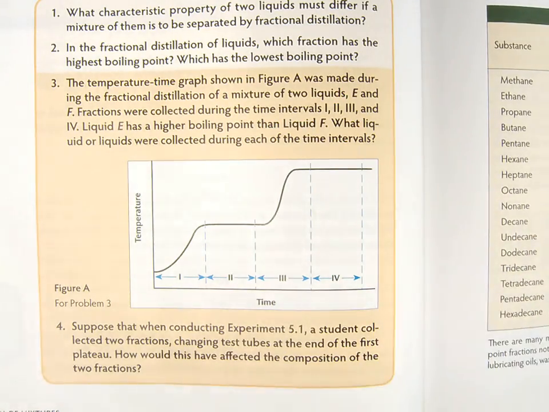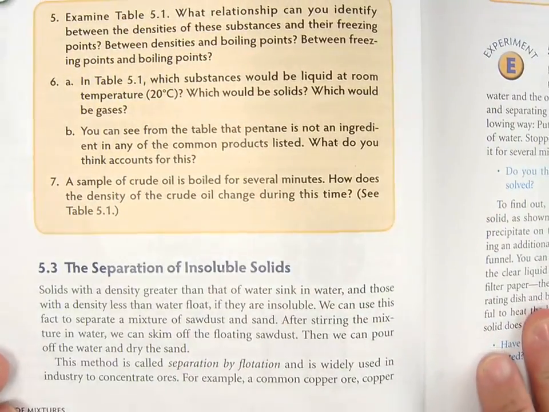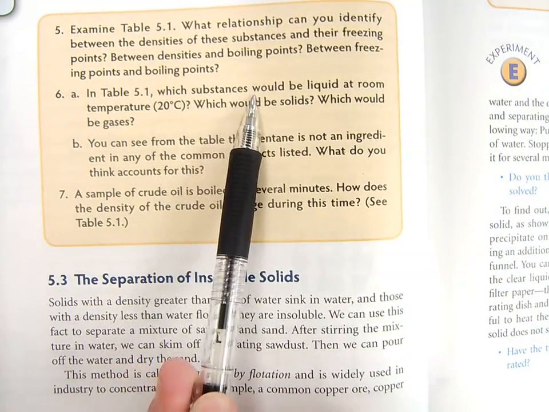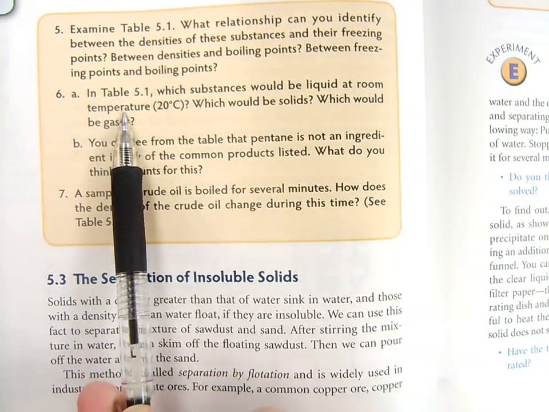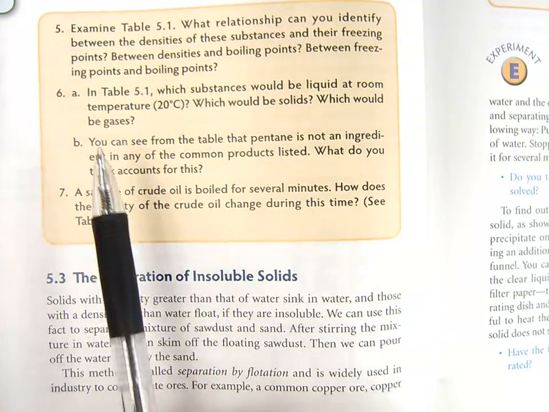The next one is number 6A. In table 5.1, which substances would be liquid at room temperature, 20 degrees? Which would be solids and which would be gases?